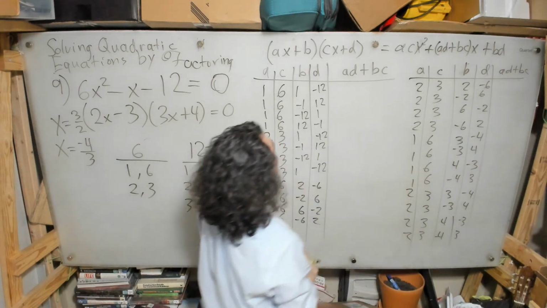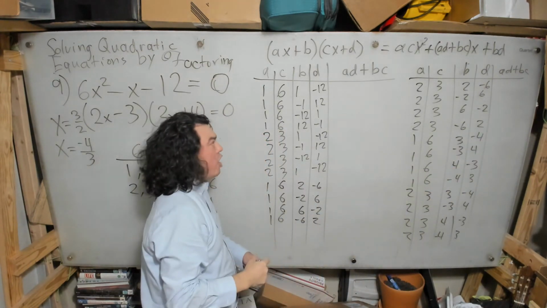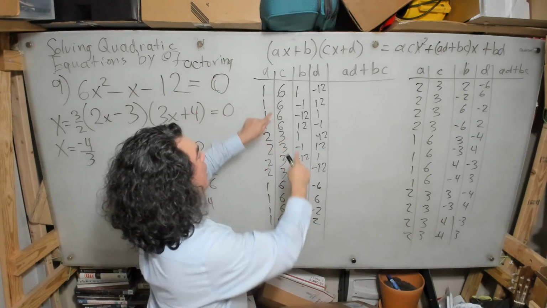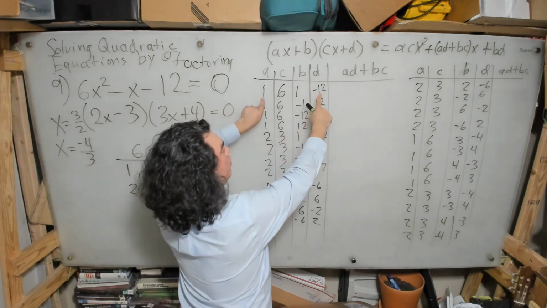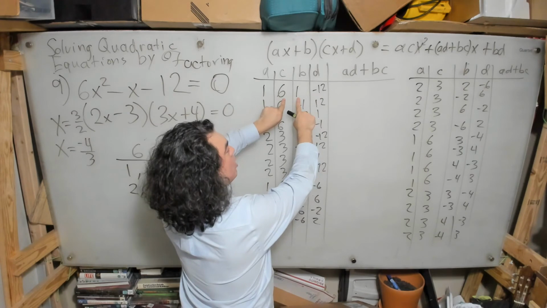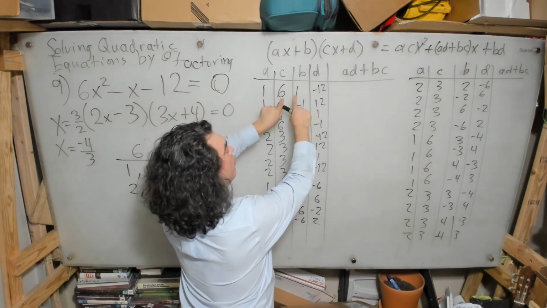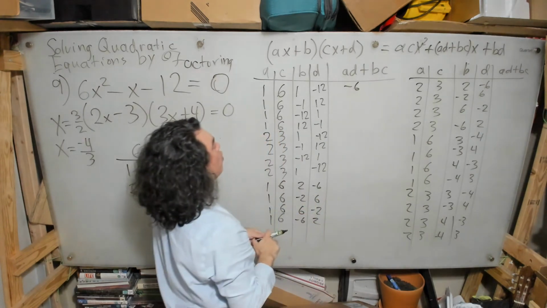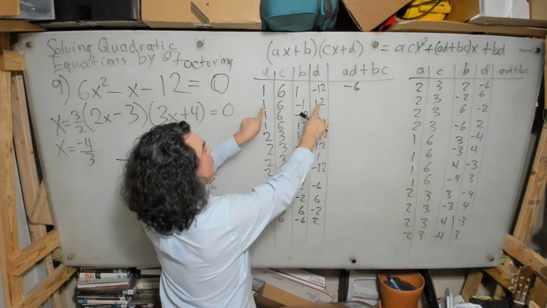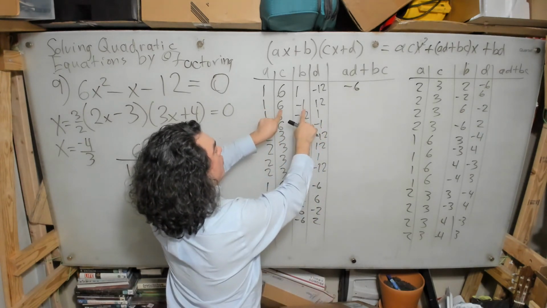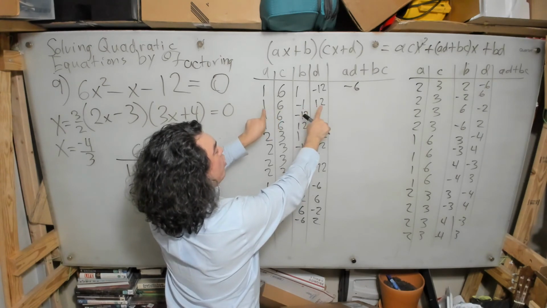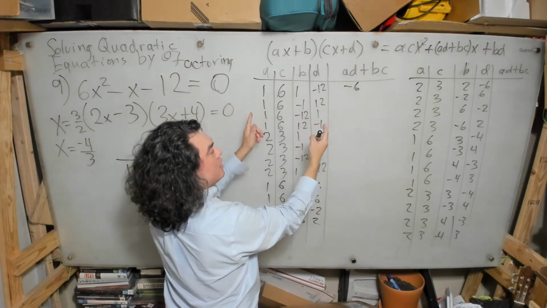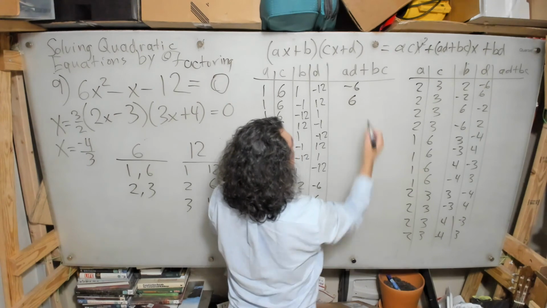And so what we can then start to do is calculate. For example, ad is negative 12, bc is positive 6. Negative 12 plus 6 will be negative 6. What about the ad here? A times d here will be 12. B times c is negative 6. 12 plus negative 6 is 12 minus 6. That's positive 6.